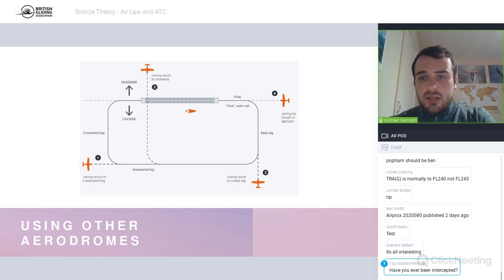When you are using another aerodrome, you need to know how to use that aerodrome, and especially if it's not a gliding club, the way they operate might be quite a bit different to how we operate at gliding clubs. So this, what you can see on the screen now, is a standard circuit pattern for an airfield. Most airfields, if they are licensed airfields, will have an aerodrome traffic zone. And as I said before, you do need to either ask permission or get airfield information before entering.